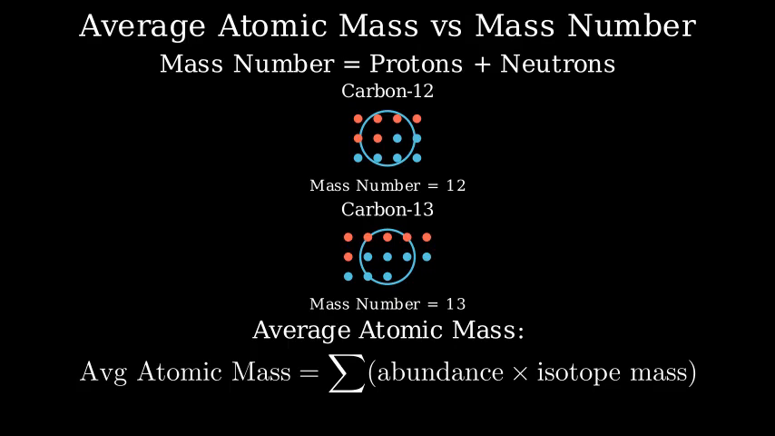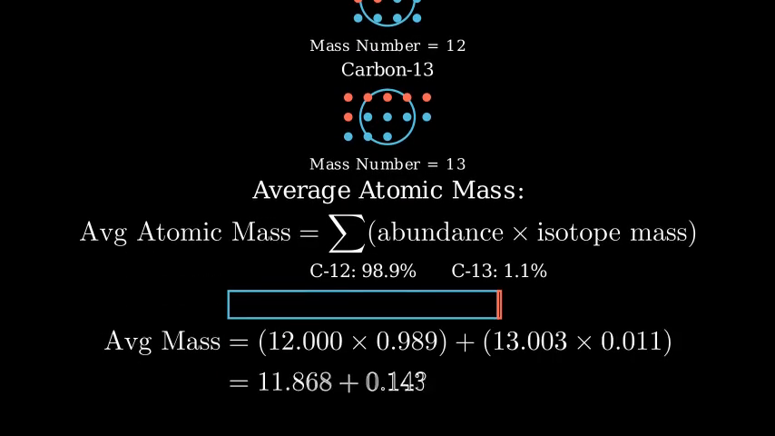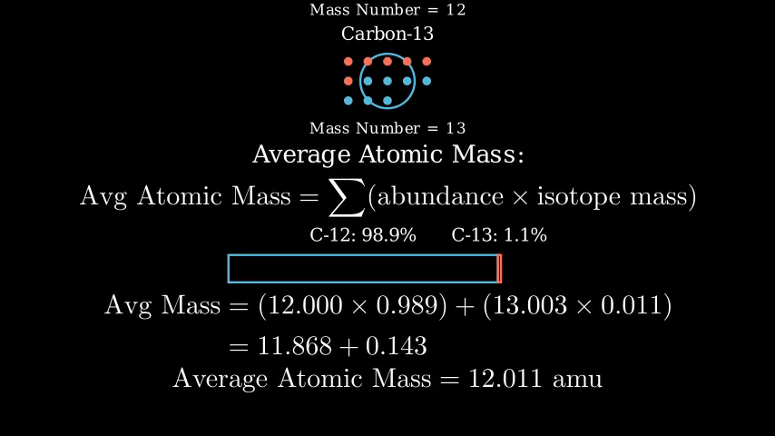Let's use carbon as an example. In nature, carbon 12 makes up about 98.9% of all carbon atoms, while carbon 13 makes up about 1.1%. So to find carbon's average atomic mass, we multiply 12 by 0.989 plus 13 times 0.011. This gives us an average atomic mass of about 12.01 atomic mass units.